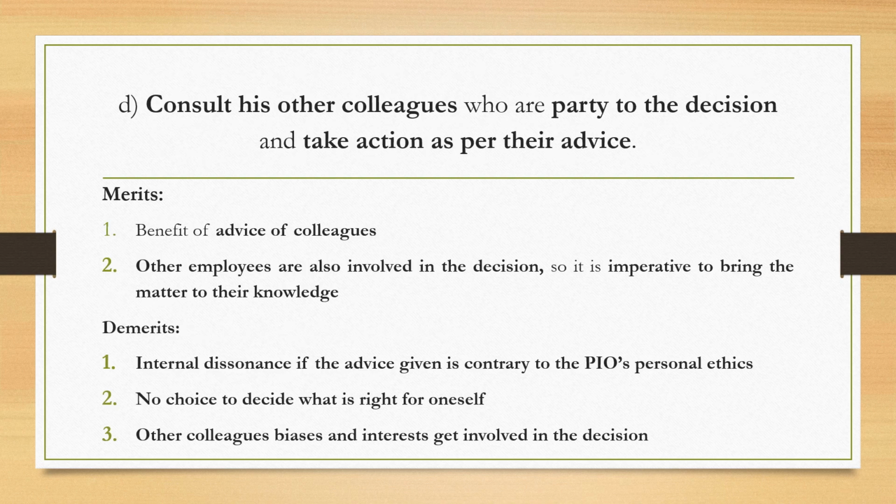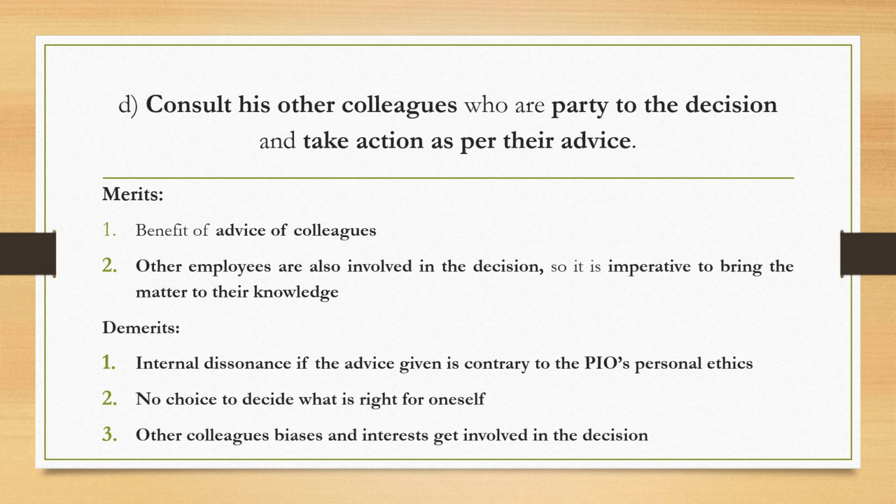Coming to the fourth option, he can consult his other colleagues who are party to the decision and take action as per their advice. So now there were other colleagues who were party to this decision and he can take action as per their advice as well, because this decision affects their careers and their lives as well, right? But here you are giving the power of decision making to other colleagues and you are giving up your decision making power, right? So the merits are benefit of advice of colleagues.